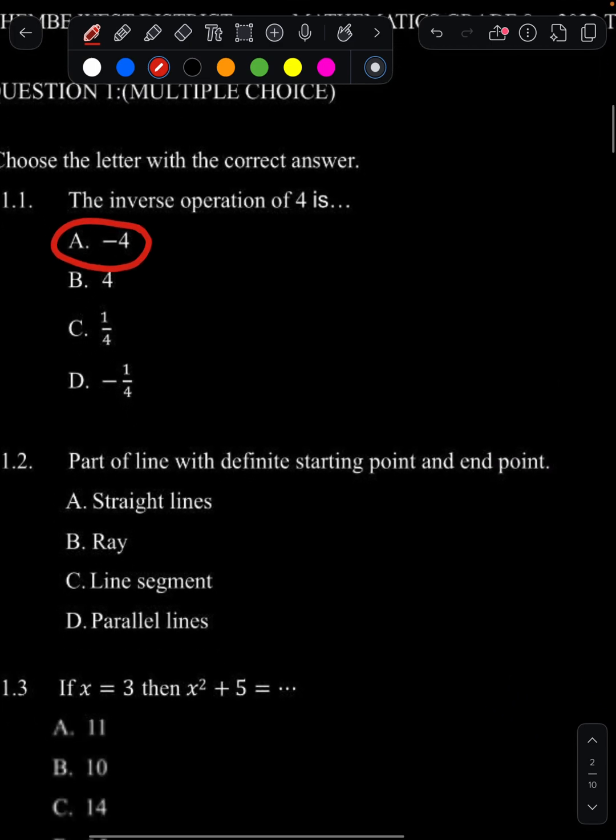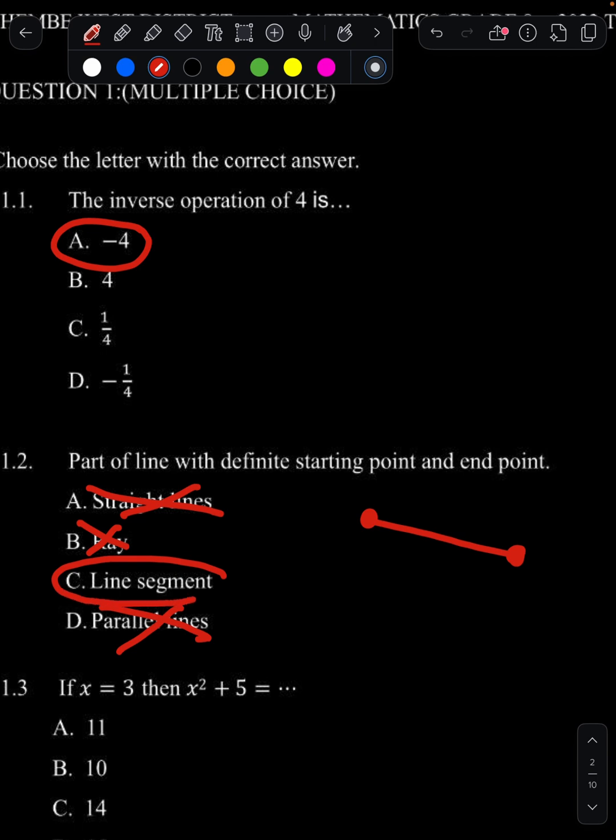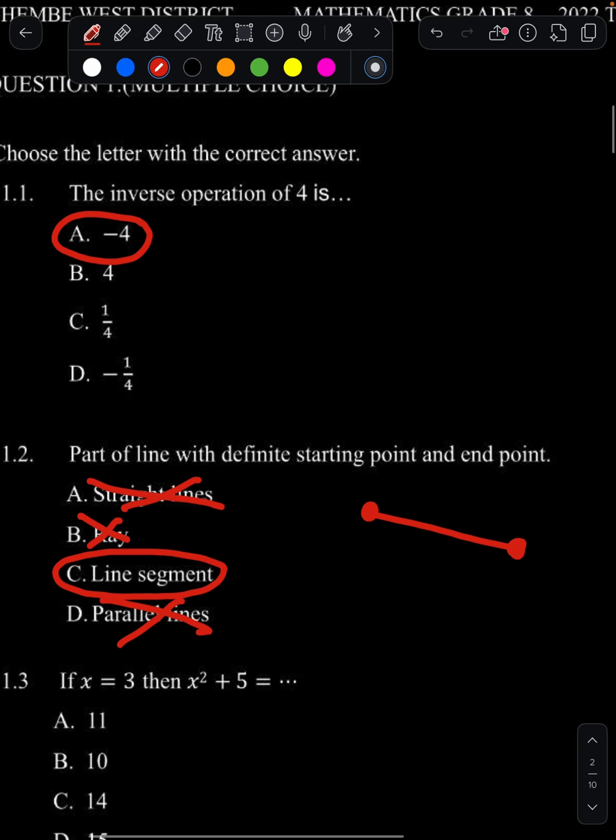Question 1.2, part of a line with a definite starting point and a definite end point. So it is not just a straight line. It is not a ray. It is not a parallel line. It is just a line segment. That is where you have to know those definitions of lines.